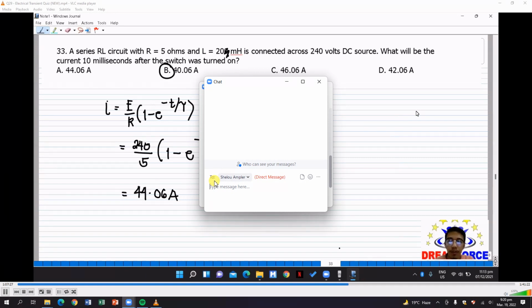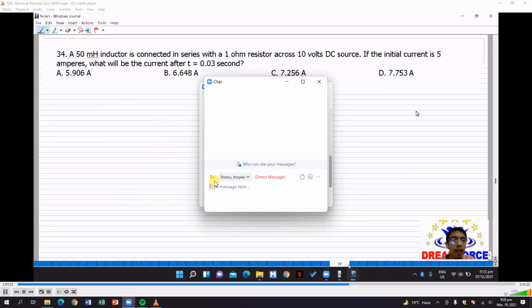Okay, next, number 34. A 50 millihenry inductor is connected in series with a 1 ohm resistor across 10 volts DC source. If the initial current is 5 amperes, what will be the current after T 0.03 second? Okay, so I think parang ito yung kanina. Mukhang kamukha nung kanina kasi may initial current tayo. So gamitin natin yung formula natin kanina. I as a function of t. Kung binigay ko kanina dun sa may dalawang branches, I plus k e raised to negative t over tau.